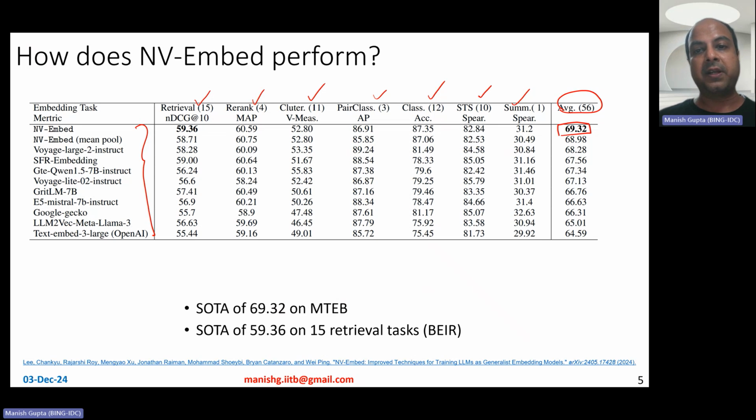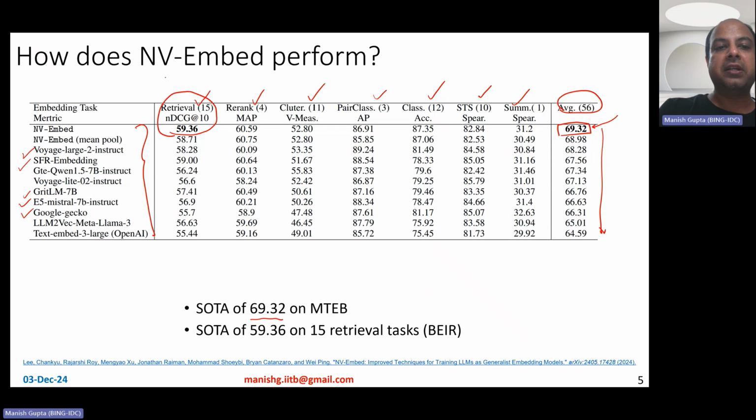Now this is the leaderboard. In fact, this is basically in the order of decreasing average score across the 56 different tasks, right? And as you can see, Voyage is here, SFR embedding is there, GritLM is right there, Google Gecko, E5 Mistral, all of them are there, right? NV-Embed is right at the top of the leaderboard. Okay. So it basically established a new state of the art of 69.32 on the MTEB benchmark. And if you just look at the BEIR benchmark, which basically comprises these 15 tasks, NV-Embed gets 59.36, which is again state of the art, which is again the largest compared to anyone else on the leaderboard.